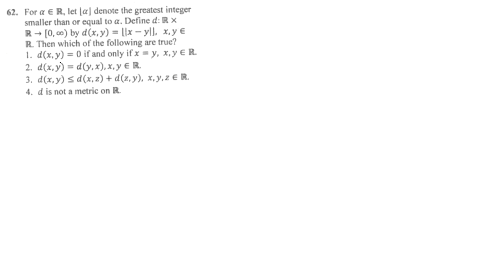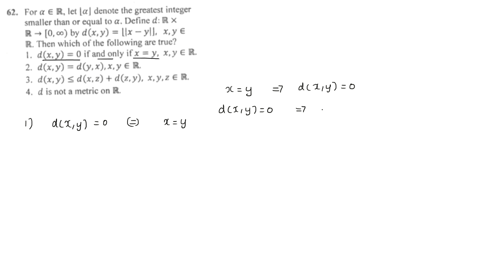Option 1 is d of x, y is equal to 0 if and only if x is equal to y. So this means that x equal to y implies d of x, y is equal to 0, and d of x, y equal to 0 will imply x is equal to y.